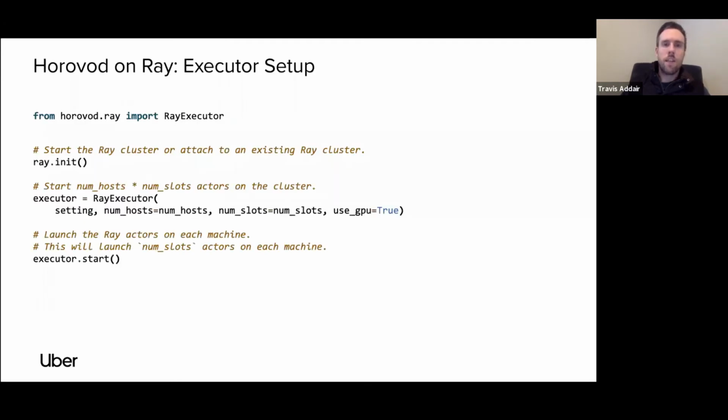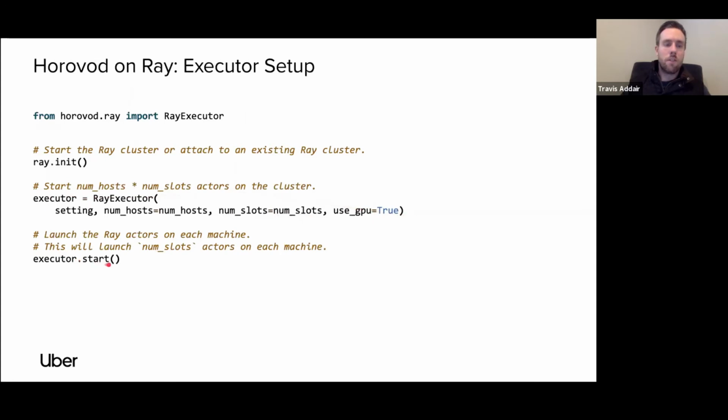The key API that we expose with Horovod on Ray is this Ray Executor API. It makes it very simple to get up and running. You just initialize your Ray cluster or attach to it as you normally would. And when you start this Ray Executor, you give it some Horovod settings, such as network interfaces, whatever you want to customize. And you just specify how many hosts and how many processes you're going to run on each of these hosts and whether or not you're using GPU.